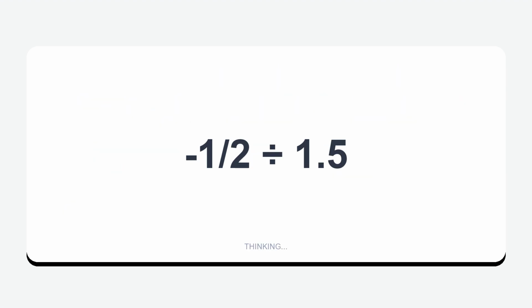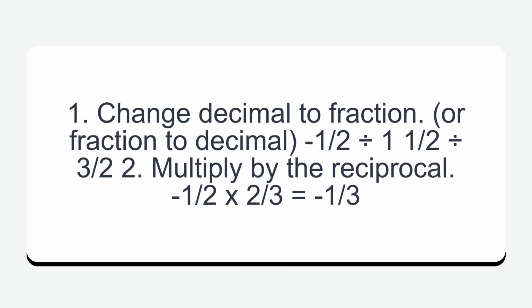-1/2 divided by 1.5. 1. Change decimal to fraction, or fraction to decimal. -1/2 divided by 1 and a half equals -1/2 divided by 3/2. 2. Multiply by the reciprocal. -1/2 x 2/3 equals -1/3.